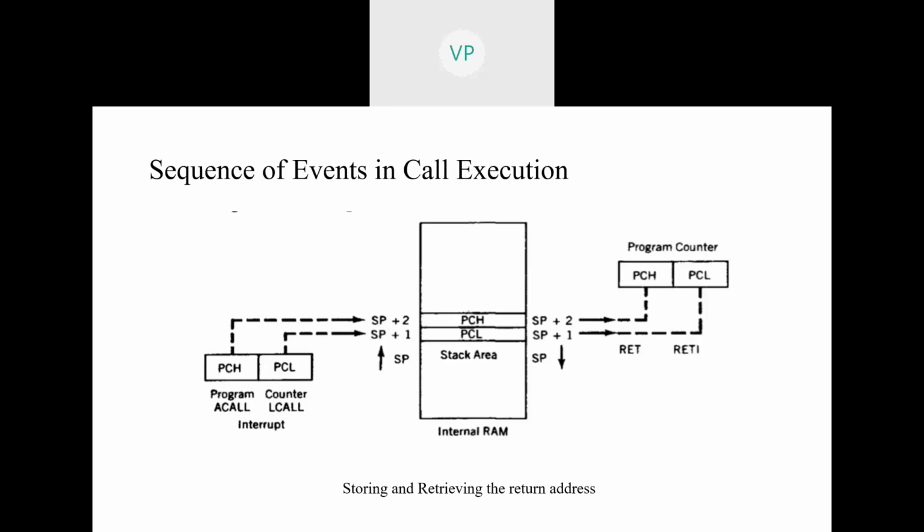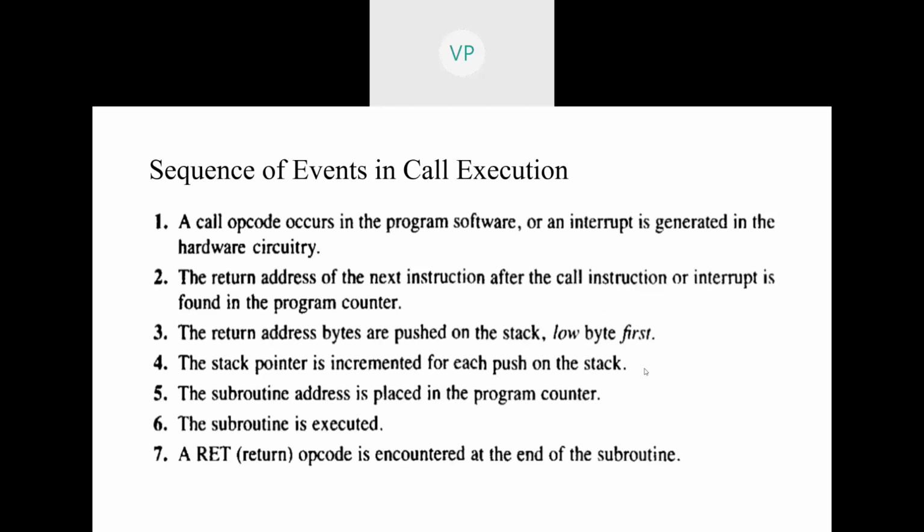If you see, the sequence of events which takes place during call execution is summarized here. A call opcode occurs in the program software, or an interrupt is generated in the hardware circuitry. That's what I said: whether the call instruction is explicitly called in the program or implicitly included in the interrupt request, the sequence of events remains the same. Once the call opcode is called, the return address of the next instruction after the call instruction or the interrupt is found in the program counter.